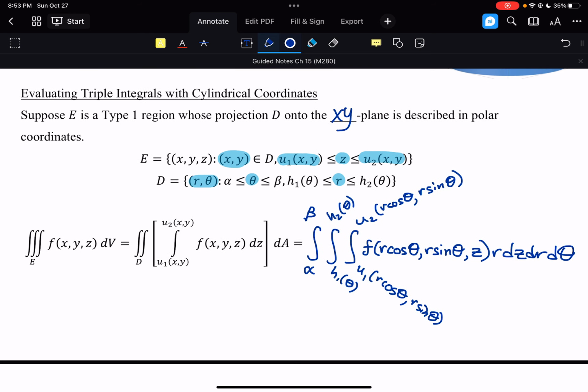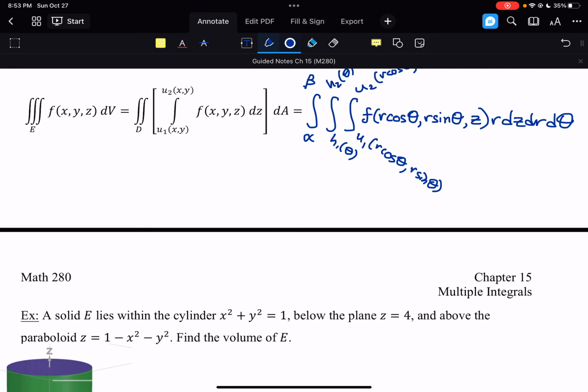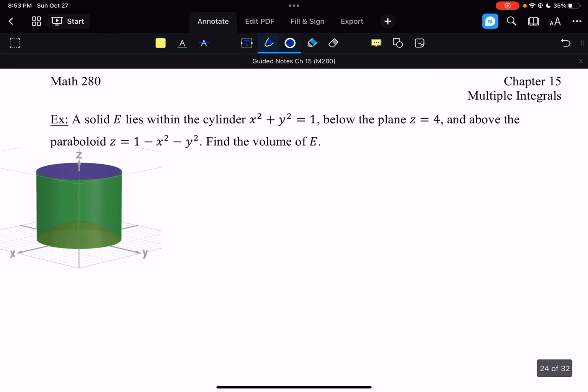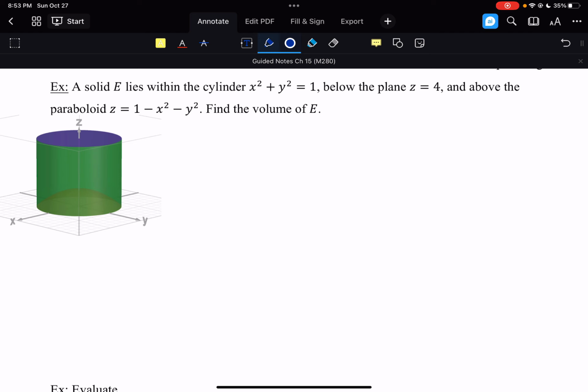So let's try out an example. A solid E lies within the cylinder x squared plus y squared equals 1, below the plane z equals 4, and above the paraboloid z equals 1 minus x squared minus y squared. Find the volume of E.